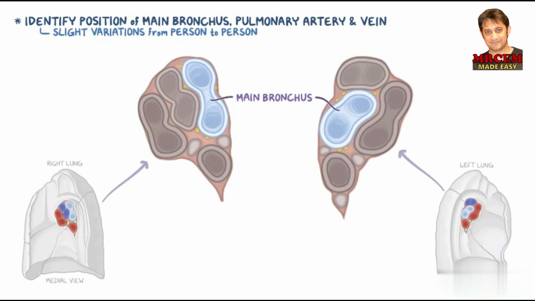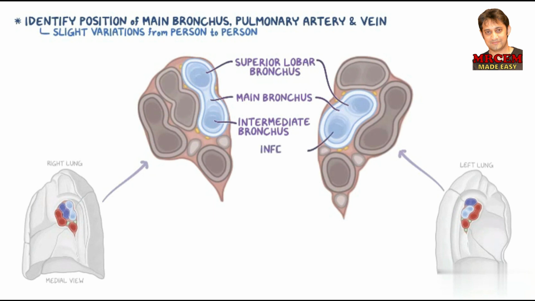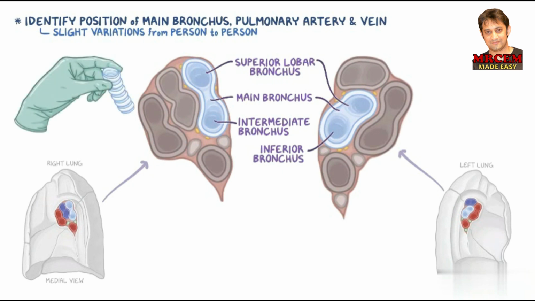Depending on the precise location of the section, you may see the main bronchus dividing into the superior lobar bronchus and intermediate bronchus on the right, and into the superior lobar bronchus and inferior lobar bronchus on the left. On anatomical dissection, the bronchus is easiest to identify due to its firm cartilaginous structure when feeling it.